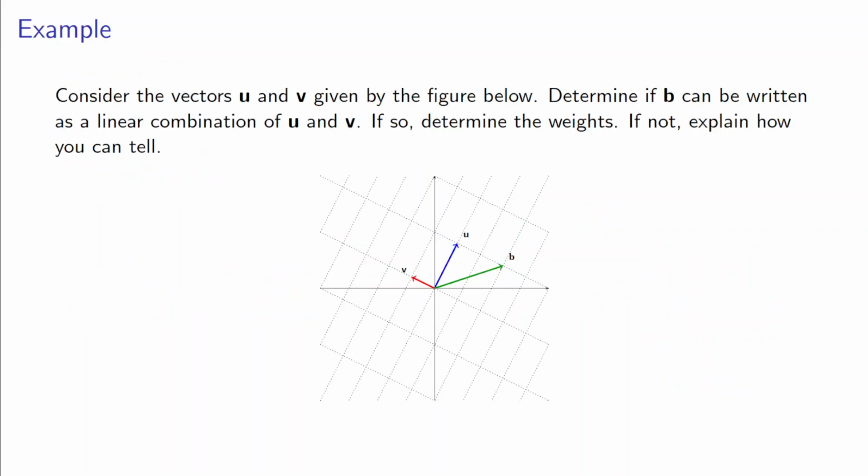The last thing I want to do here is consider the geometry of this idea of a linear combination. So here's another question. Consider the vectors u and v given in the figure below. Determine if b can be written as a linear combination of u and v. If so, determine the weights. If not, explain how you can tell. So again, the idea would be to try and determine, can b be written as a linear combination of u and v? So are there weights, C1 and C2, such that b equals C1 times u plus C2 times v?